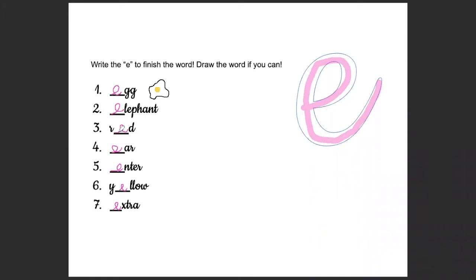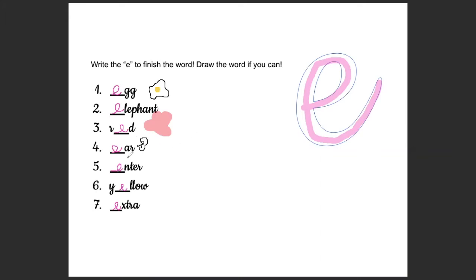Let's read the next word. Red. We can color the color red. The next word is ear. Ear. See if you can draw a picture of an ear.